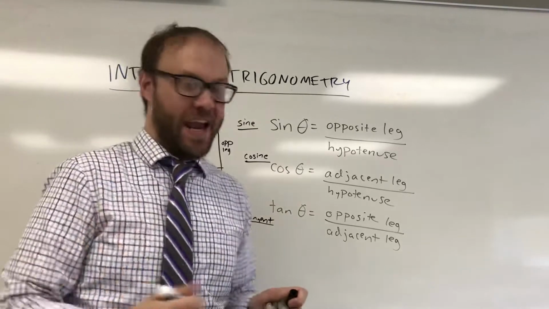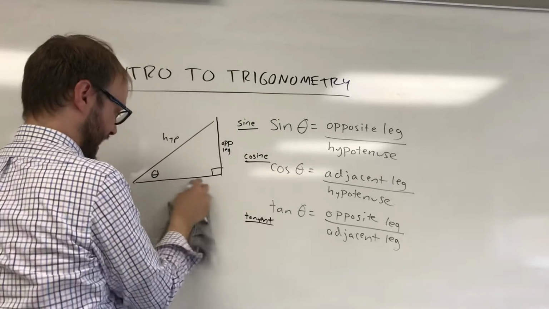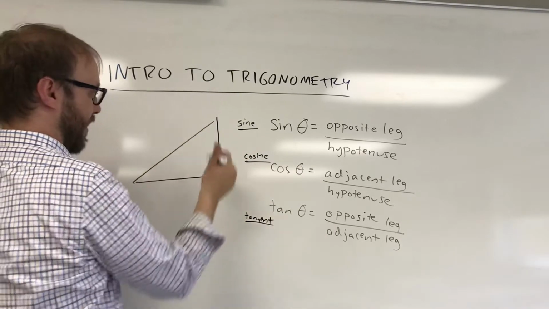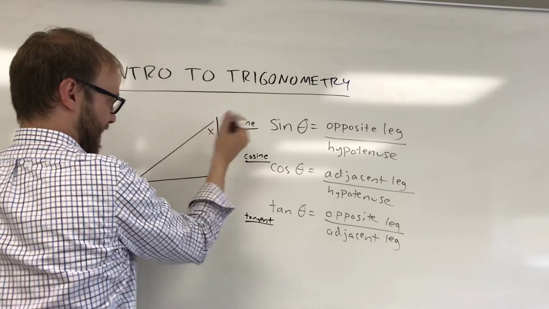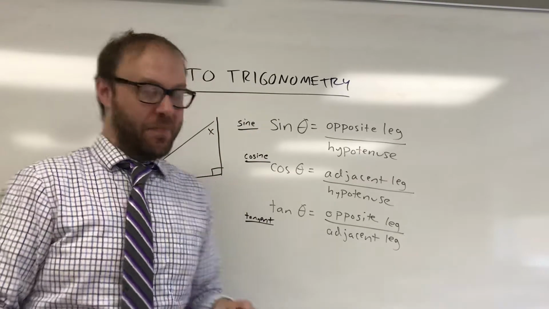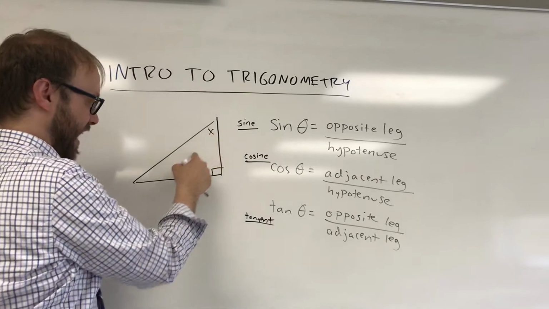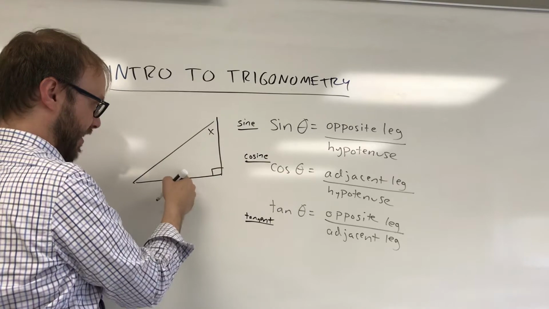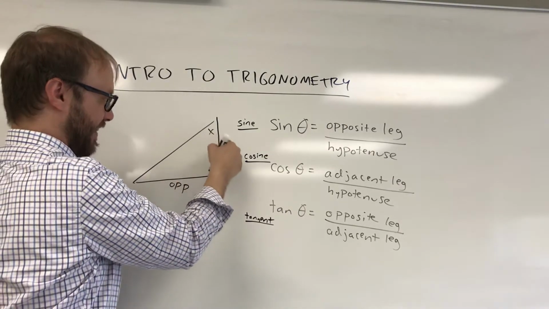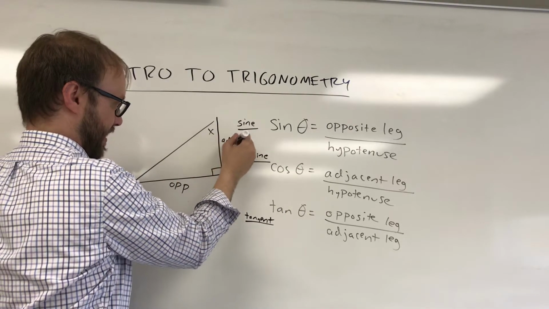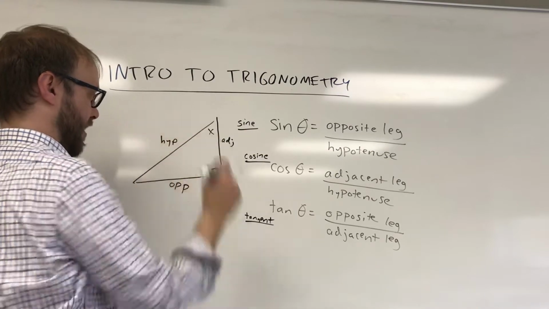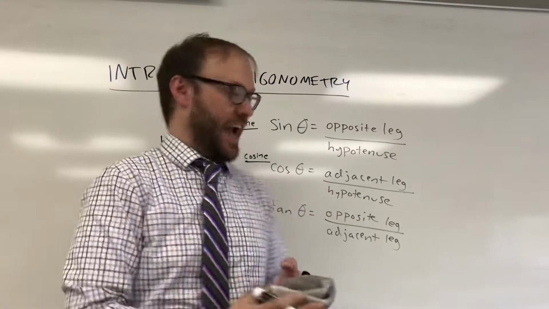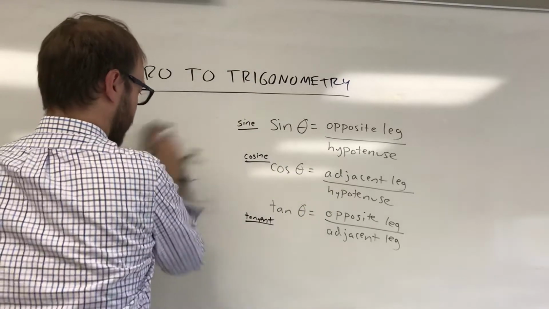If I changed my angle position, those labelings change. So for example, if I went to this angle up here and I said, I'm going to make this angle X, the opposite leg would be across from X here. The adjacent leg is the leg that is next to it, and then the hypotenuse doesn't change. So really just the opposite and adjacent will change based on which angle measure you're looking at. That's the basic concept.